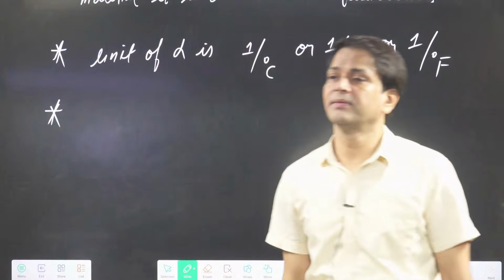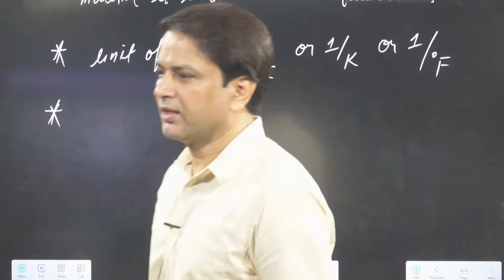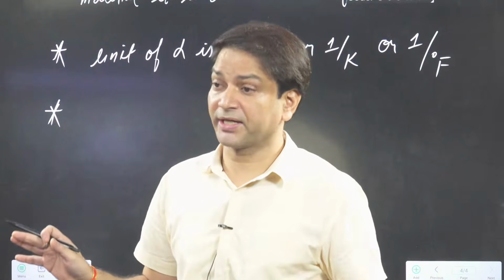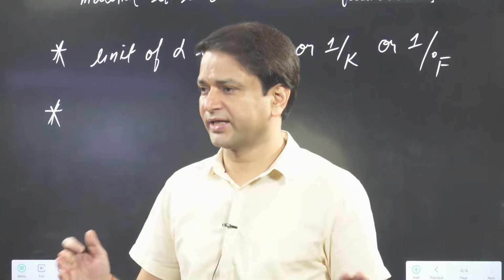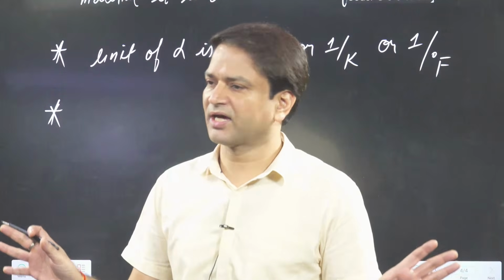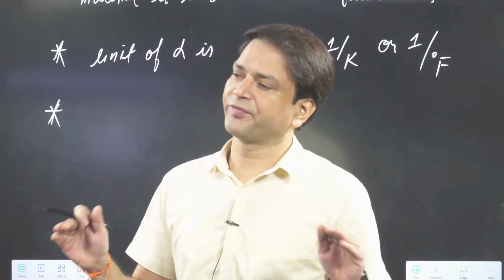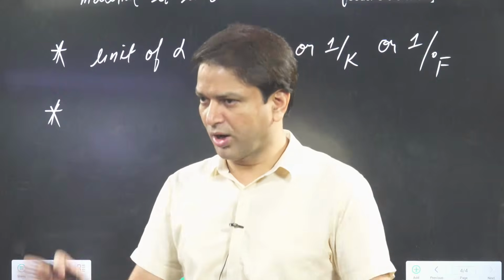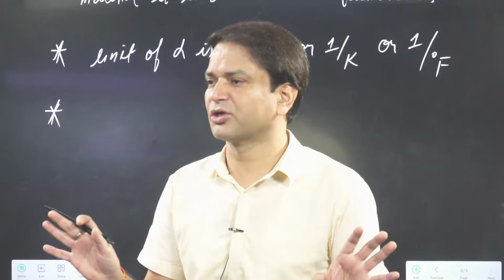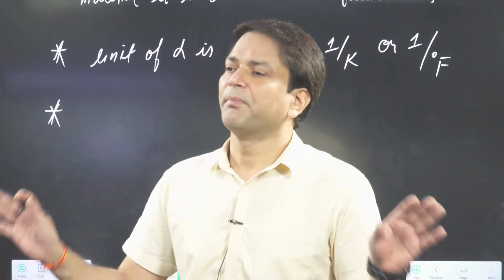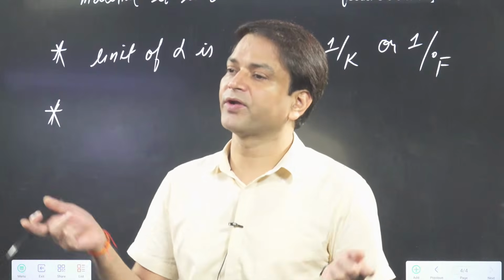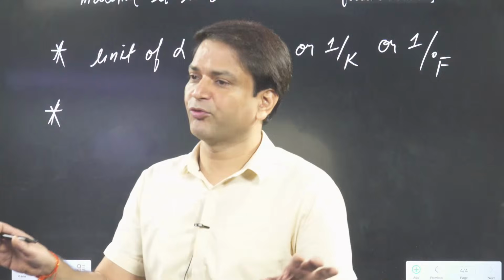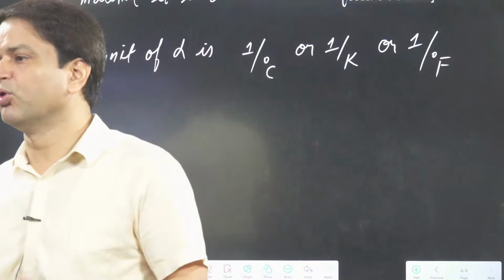Next thing about alpha. If I am saying two identical rods I am taking, but made of different material. Two identical rods means initial lengths are same. They are made of different material, and I am changing their temperature by the same amount, means delta theta is same for both rods. Which rod will expand more?